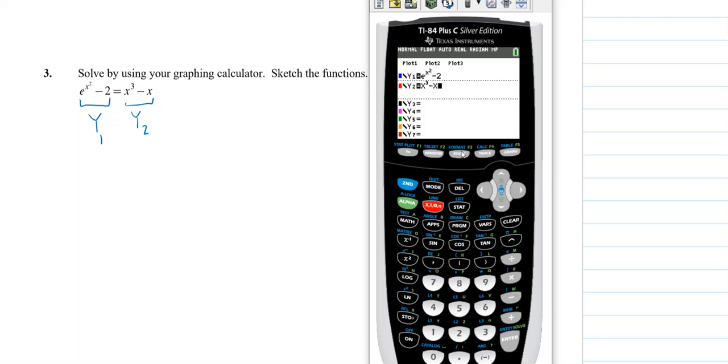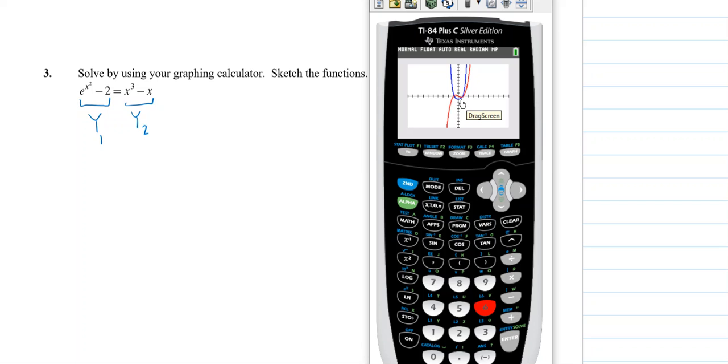So we can just look at the standard window first to see what this looks like. So that's the graph of y1, which is e to the x squared minus 2. And that's the graph of y2, which is x cubed minus x. So where do these become equal is where they intersect. We've done this before graphically, but not on the graphing calculator, I don't think.